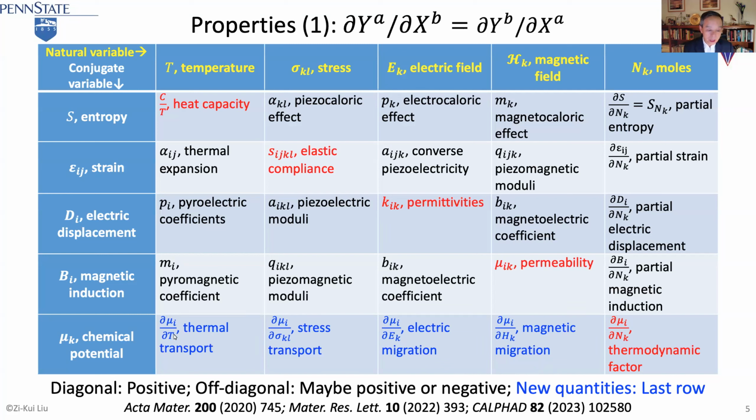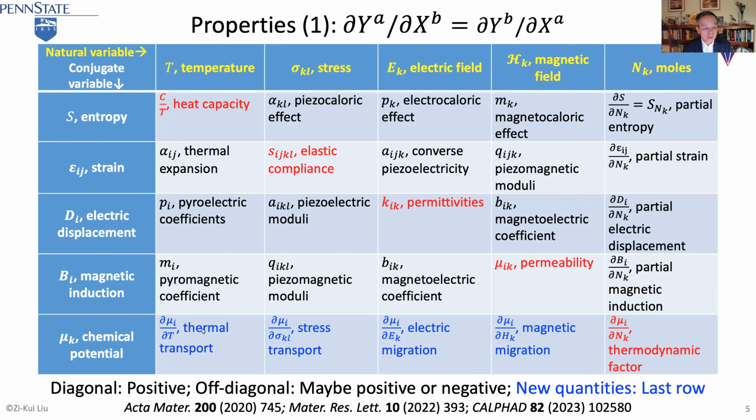Those are between two potentials. So this leads to thermal transport, stress transport, electrical migration, and magnetic migration, and they are discussed in these three papers written in the last several years. The diagonal terms are positive, but off-diagonals could be either positive or negative. The blue ones are the new set of quantities, which are very useful for cross phenomena. For example, I want to mention thermal expansion could be either positive or negative. So we'll show some examples in this talk.